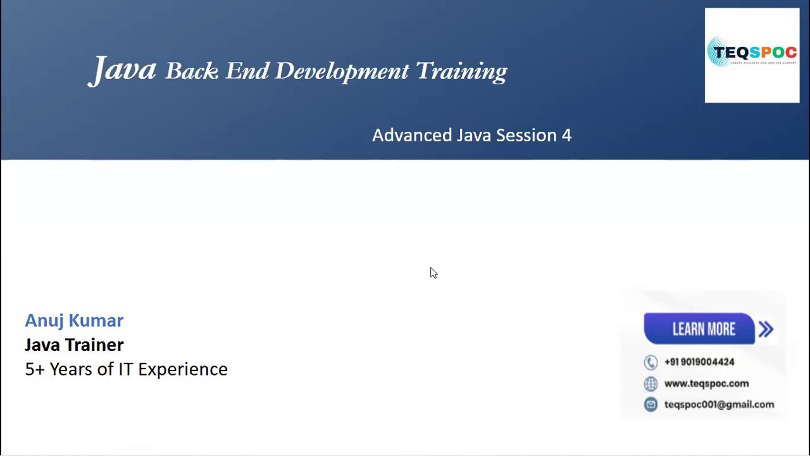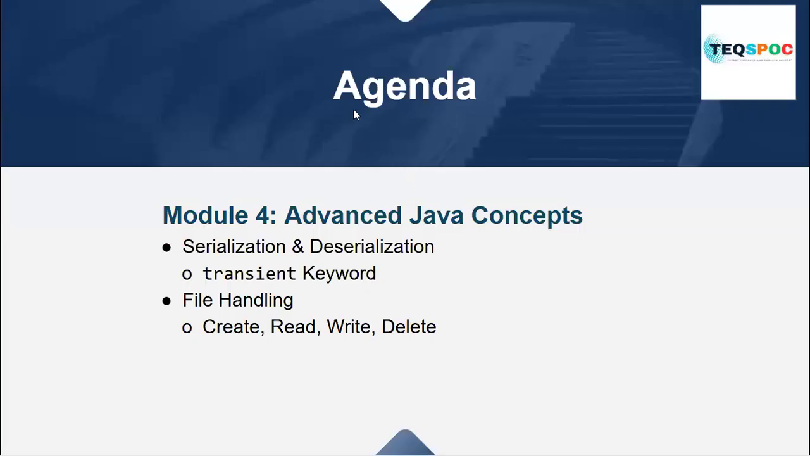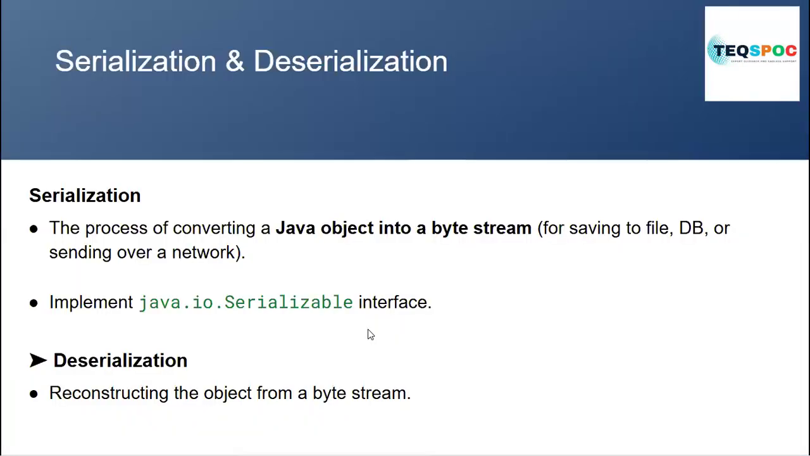This is the advanced Java session 4. Today's class agenda is serialization and deserialization: what is serialization, what is deserialization, and what is the transient keyword and its use. We will also cover file handling: how to create a file, how to read the data inside the file, how to write inside the file, and how to delete the file. We will cover all these things in today's class.